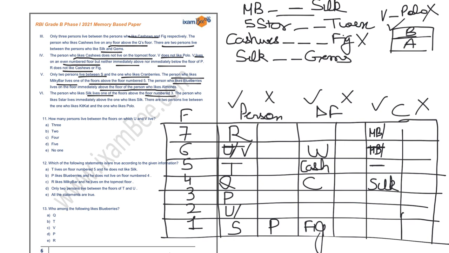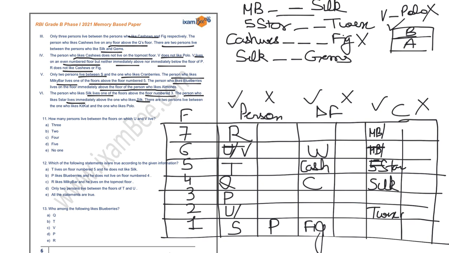Now it is given that the person who likes 5 Star lives immediately above the one who likes Silk. So Silk is at the 4th floor and your 5 Star will come at the 5th floor. So I'm writing 5 Star over here, and you know that there is a gap of 2 floors between 5 Star and Twix. So the only possible position for Twix is the 2nd floor. So I'm writing Twix over here, right?